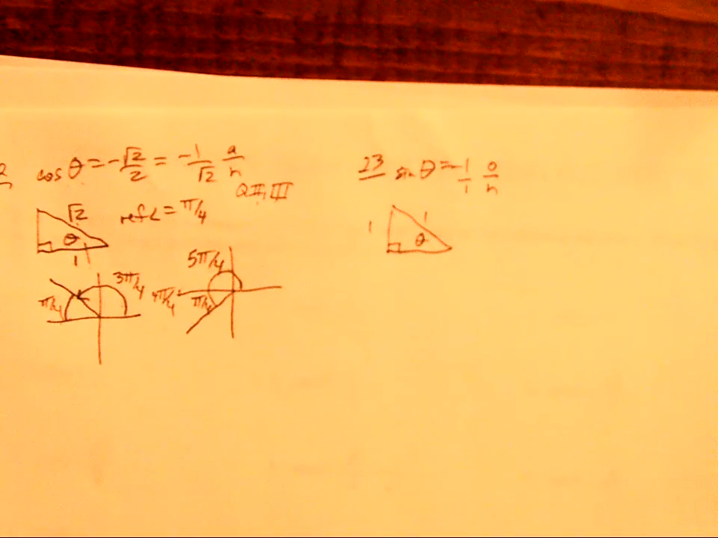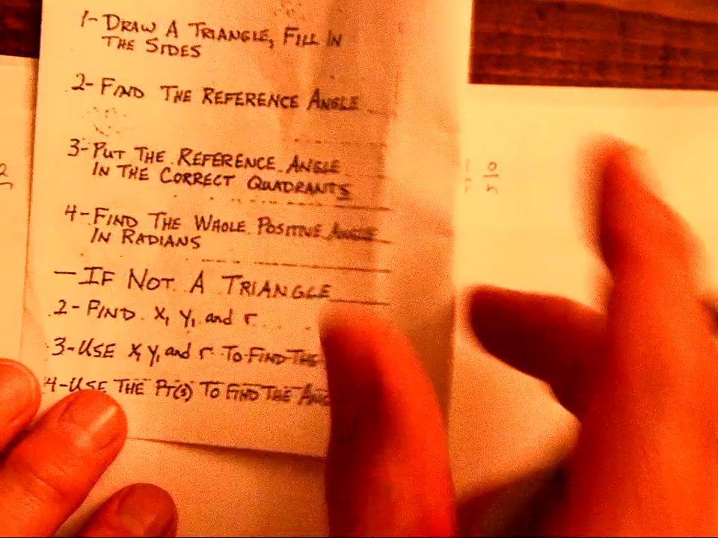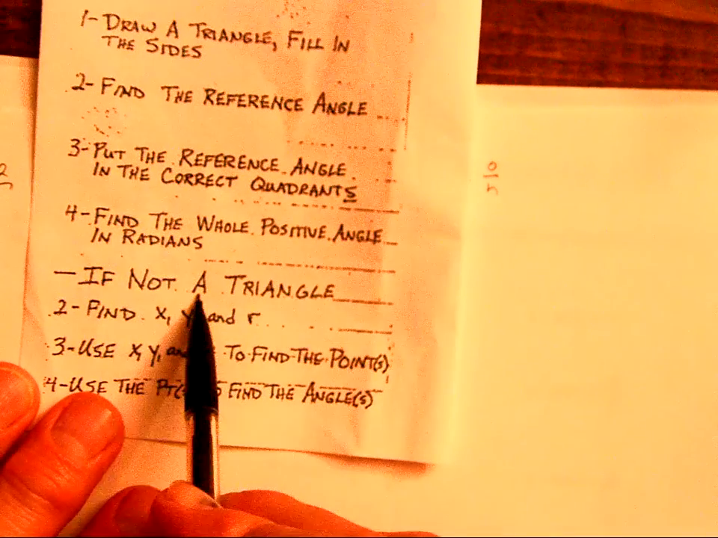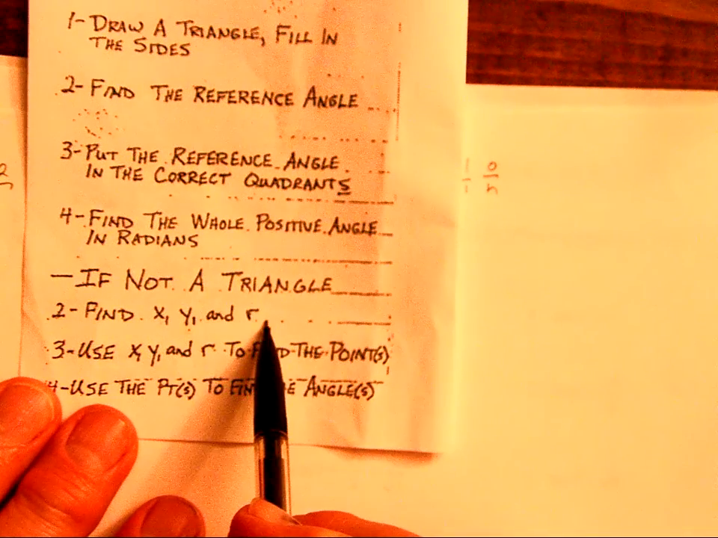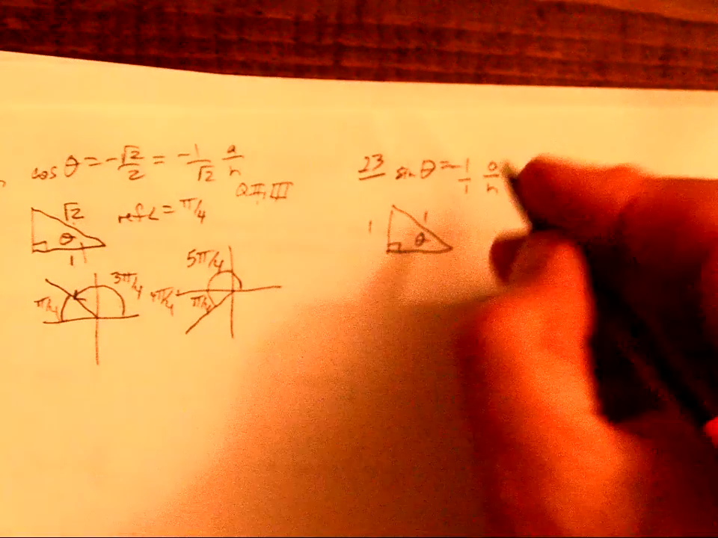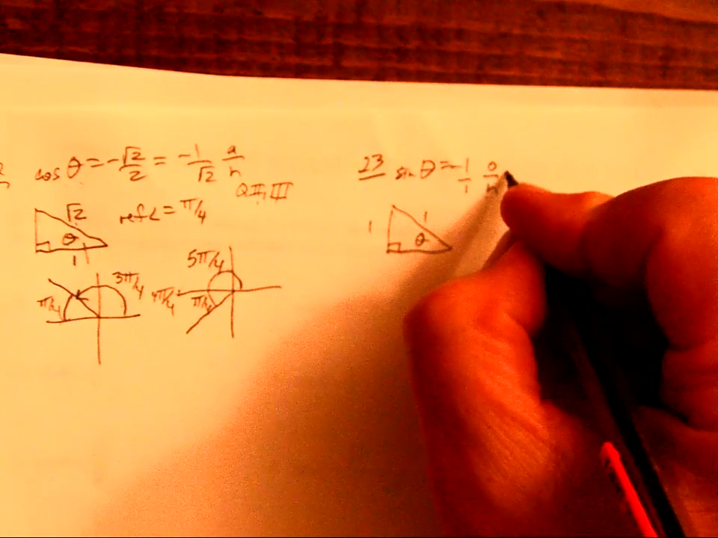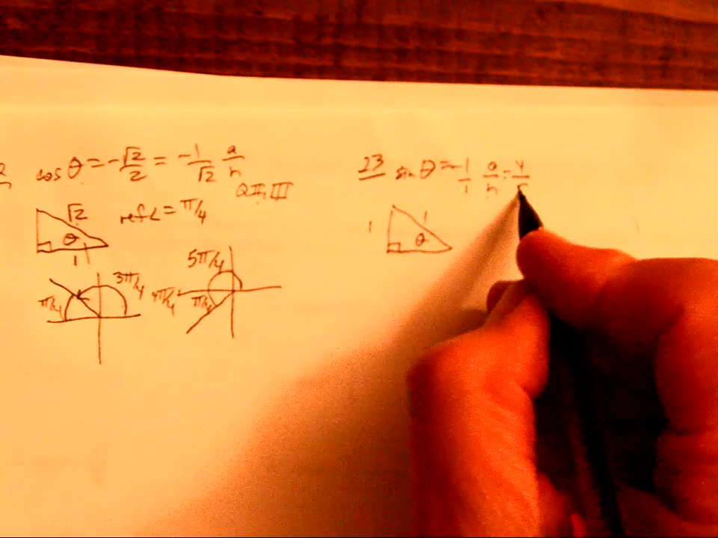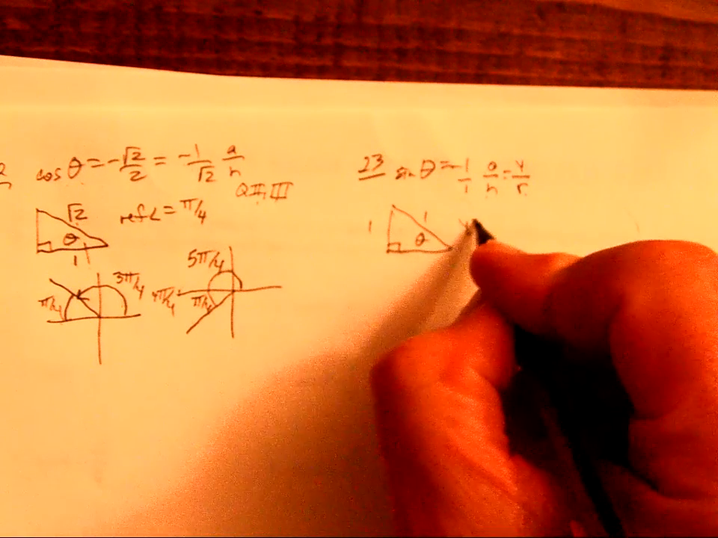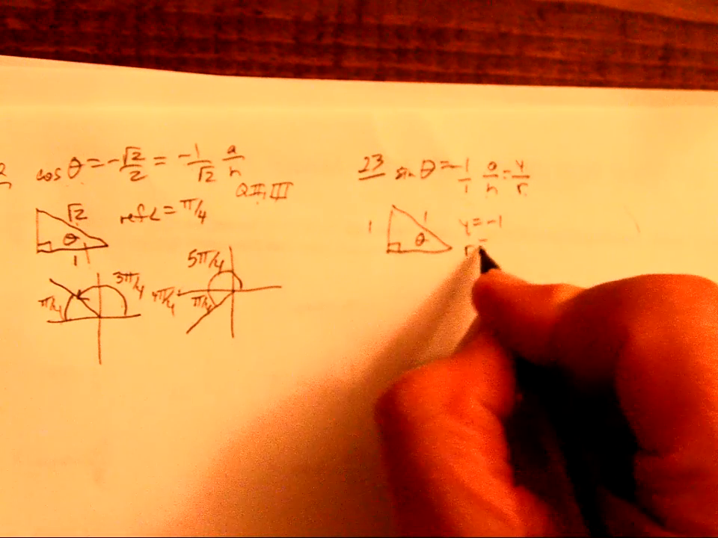Well, that's impossible. The hypotenuse and the leg can't be the same. So that means that's not a triangle. If that happens, it's not a triangle. You need to find x, y, and r. So here, opposite over hypotenuse, that opposite is always y, hypotenuse is always r. Remember, r is always positive, so here y has to be negative 1, r has to be 1.